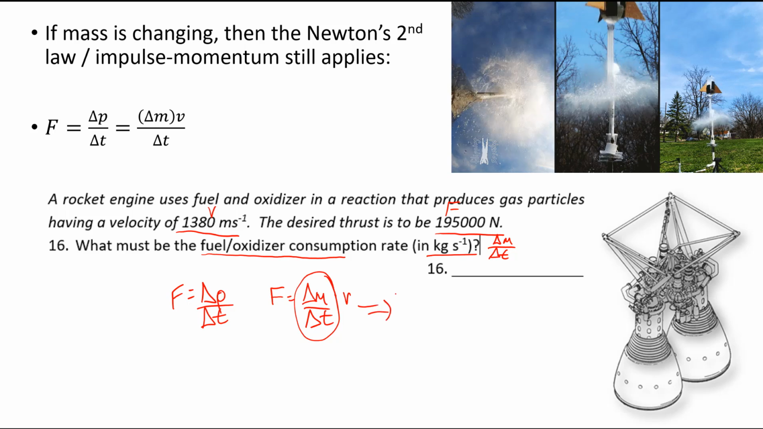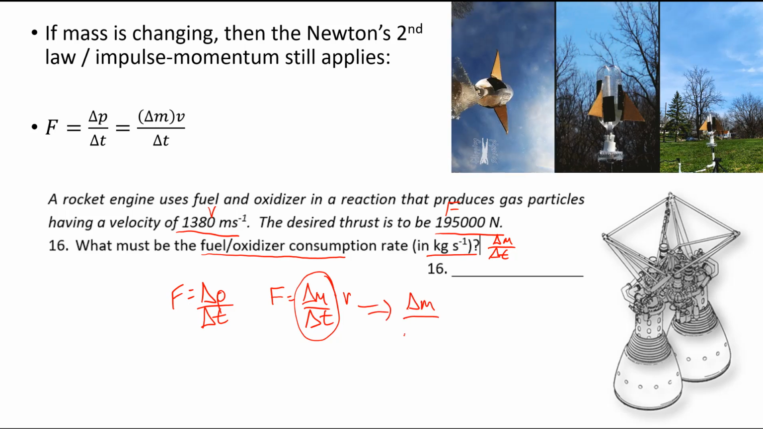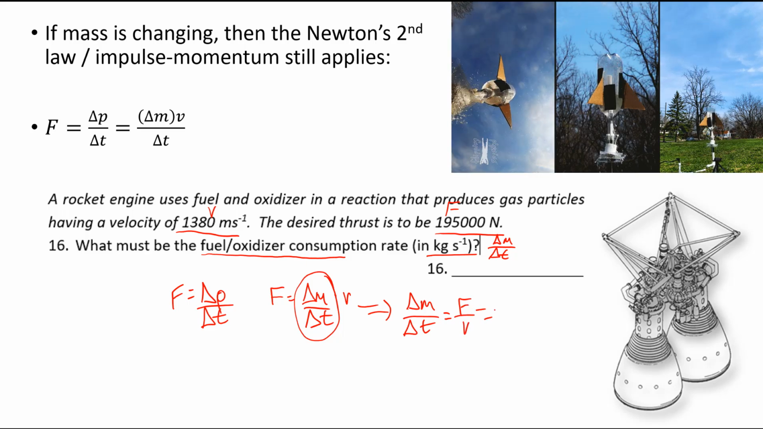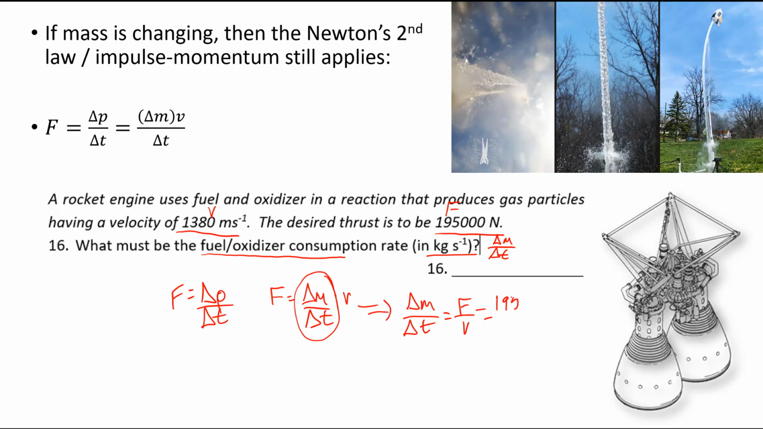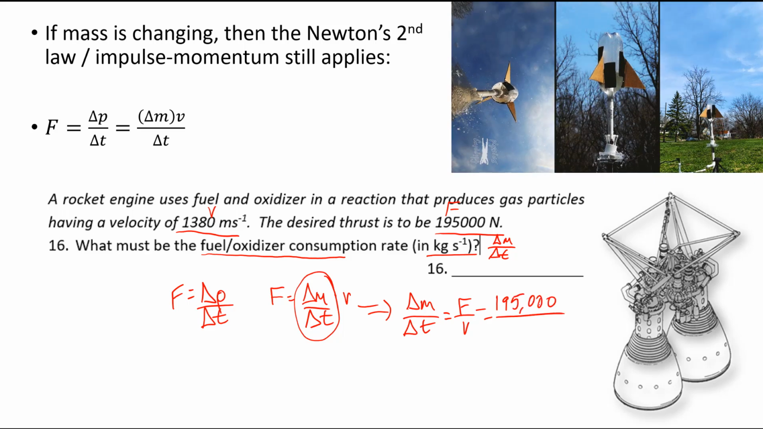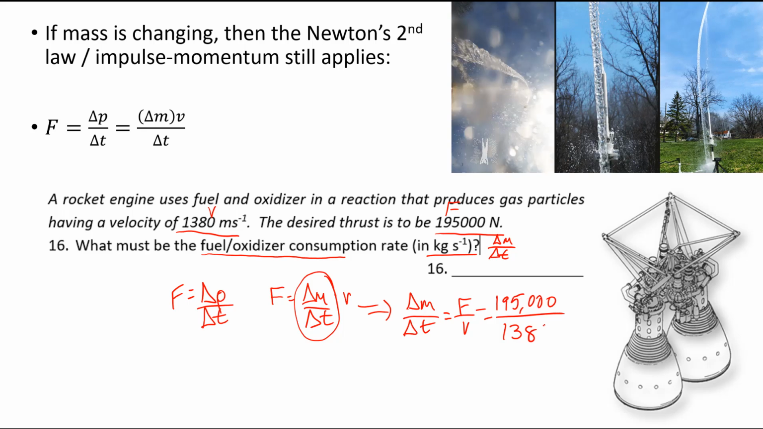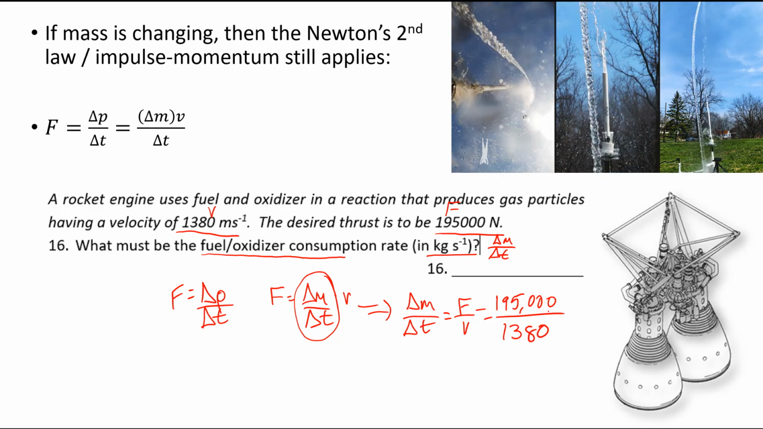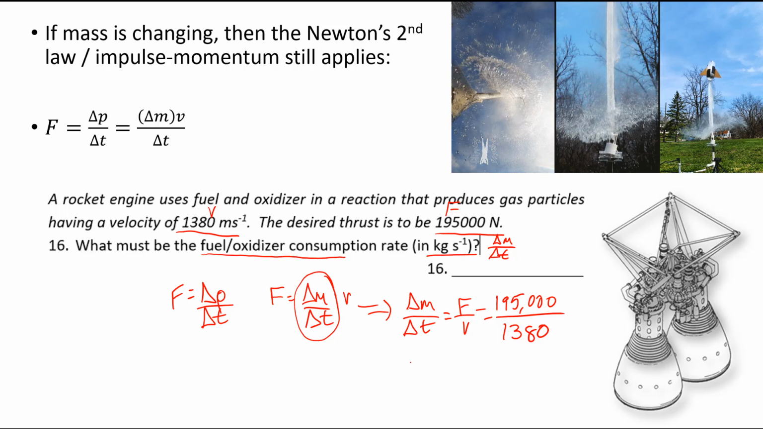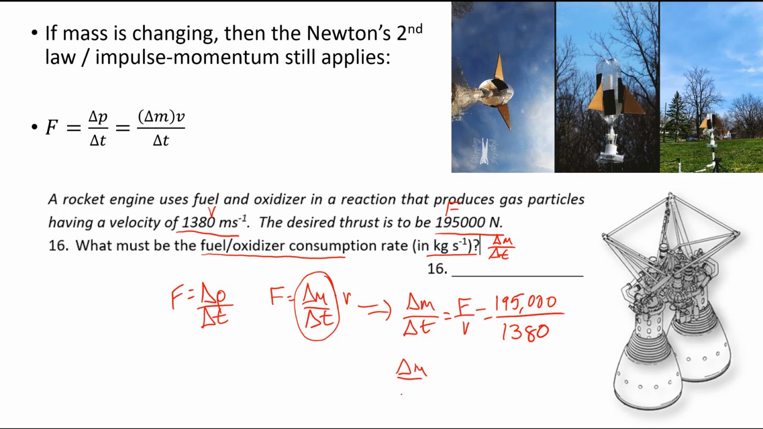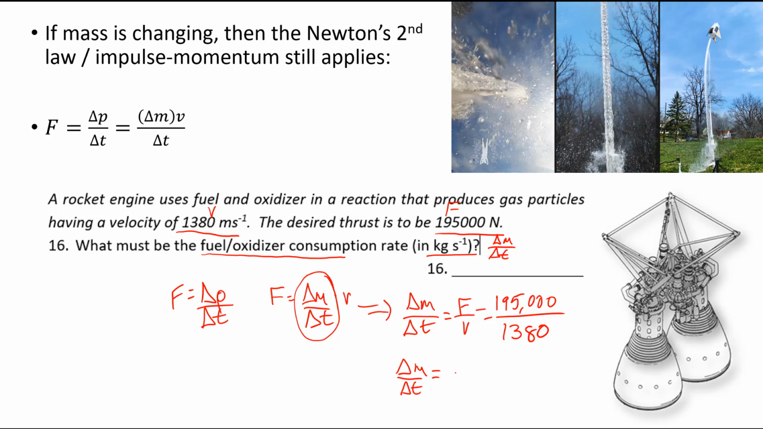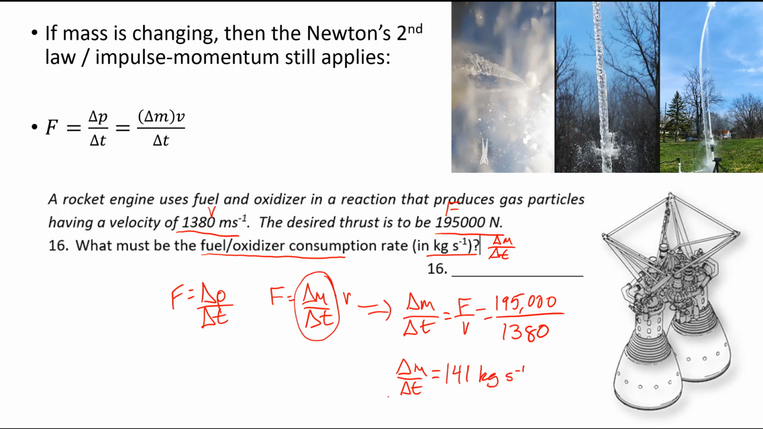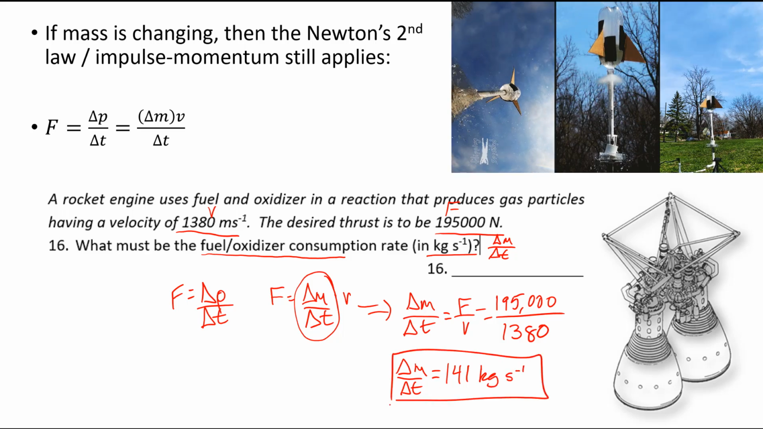What do we get? Delta M over delta T equals force divided by the velocity of those particles: 195,000 newtons divided by 1380 meters per second. I'm getting a rate of change of mass of 141, and the units are kilograms per second, because I'm in standard SI. It's a lot of mass burned per second.